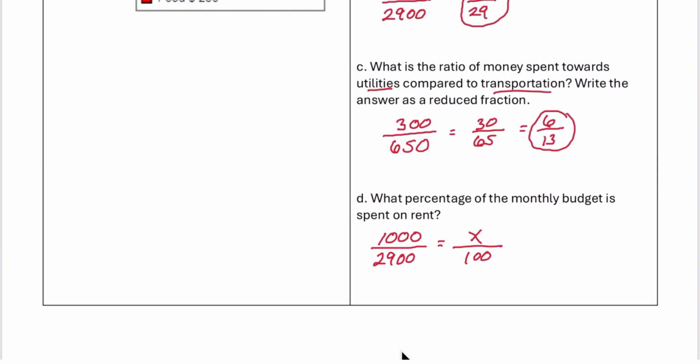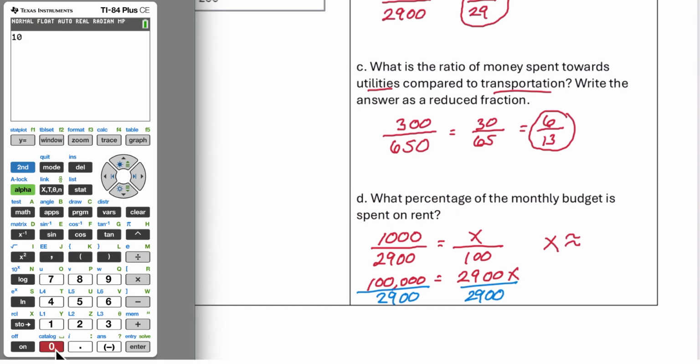We're just setting up a proportion like we've done in previous videos. Now cross multiply. 1,000 times 100 will give us 100,000. That is equal to 2,900x. Divide both sides by 2,900, and we'll probably end up approximating this. Let's see what the calculator gives us. 100,000 divided by 2,900 gives us 34 and some change.